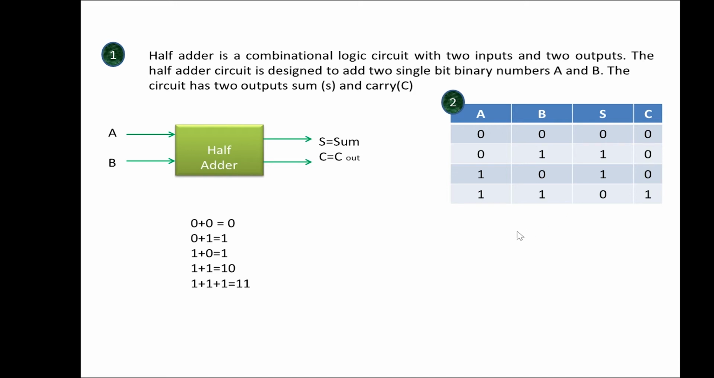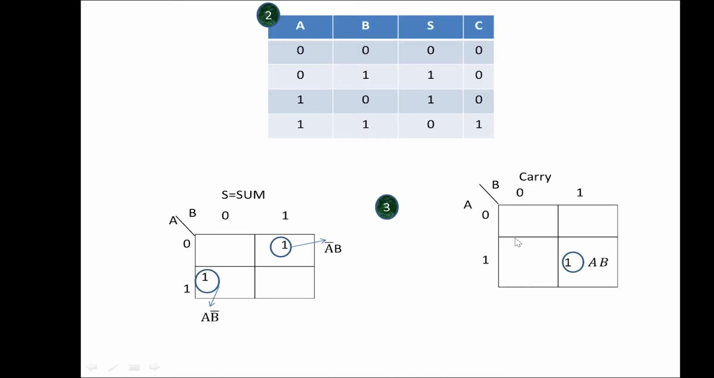After preparing the truth table, we have to minimize the Boolean expressions by using K-maps. Here there are two inputs, so we take a two-variable K-map that consists of 4 cells, and the sum output is logic 1 for 01 and 10. Here we write the 1 for 01 and 10. The logical expression for this 01 is A bar B, and for this 10 is A B bar.